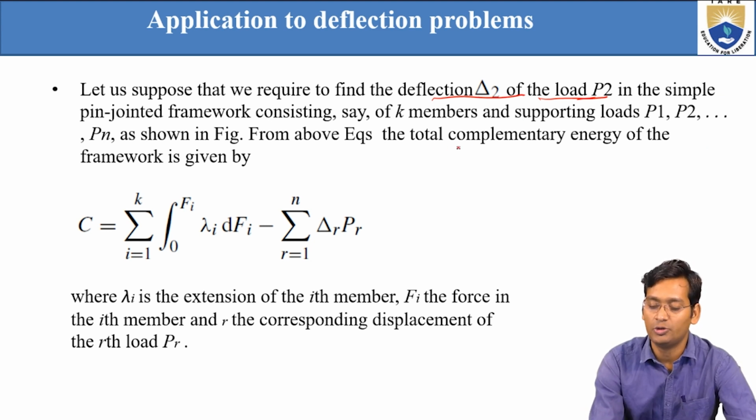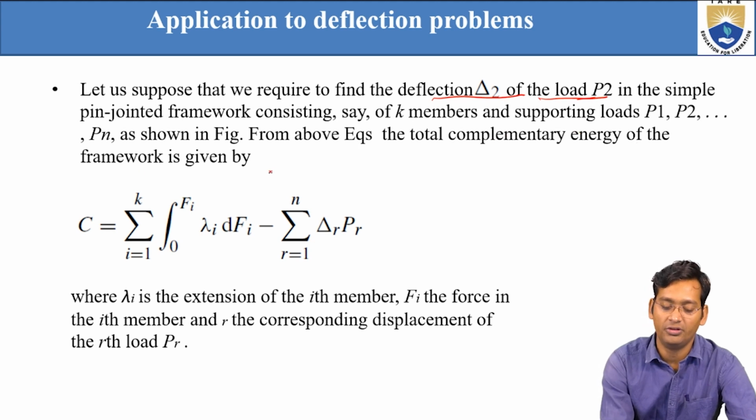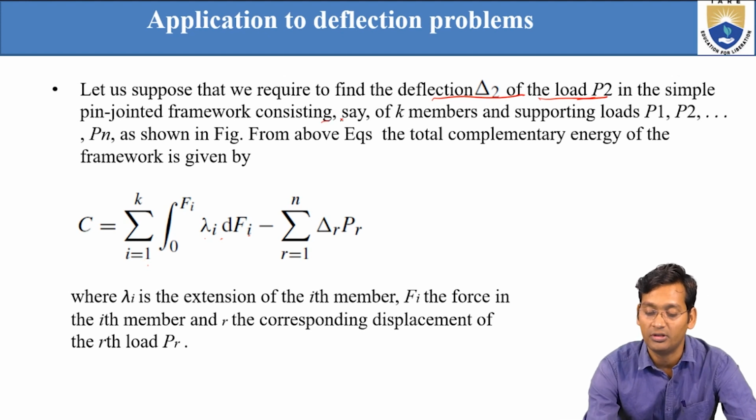From the above equation, the total complementary energy of the framework is given by C equals sum over i equals 1 to K, integral 0 to Fi, lambda i dFi, minus sum over r equals 1 to N, delta r Pr. So here force is what? 0 to Fi, where what is i? Because how many members are there? K members are there.